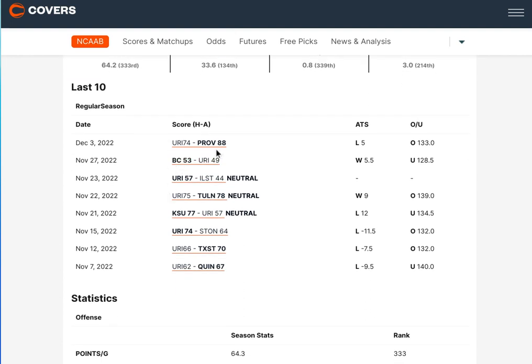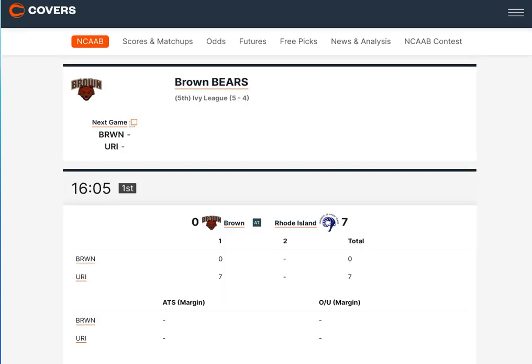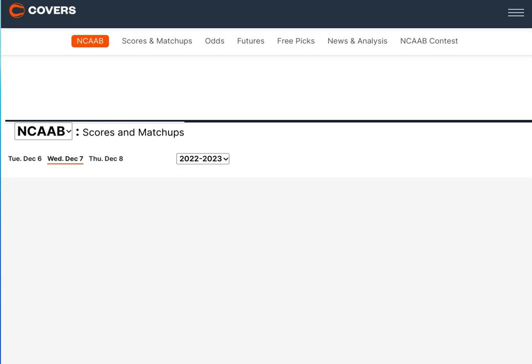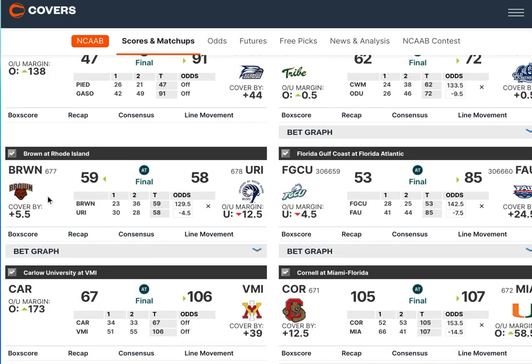So you can see here, got blown out by Providence, lost to Boston College, beat Illinois State, lost to Tulane, got blown out by, I think that's Kansas State, beat Stony Brook, and lost these two here. So they've only won twice. So when you factor that all in, Brown definitely a good play. Now, granted, it was a close game. They could have easily lost, but again, we had a ton of value there as well.